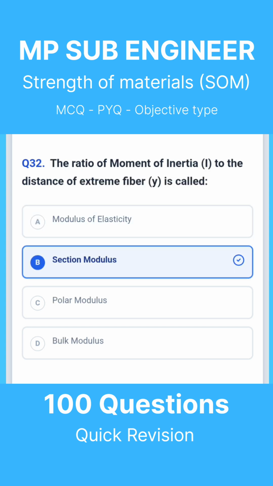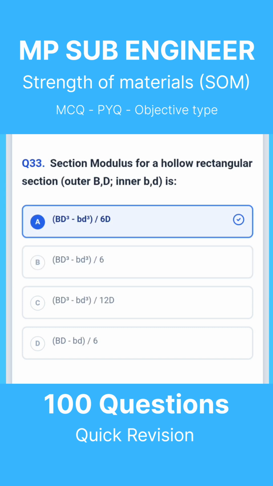Question 32. The ratio of moment of inertia I to the distance of extreme fiber y is called. The correct answer is section modulus. Question 33. Section modulus for a hollow rectangular section, outer B, D, inner b, d, is. The correct answer is (BD³ − bd³) divided by 6D.